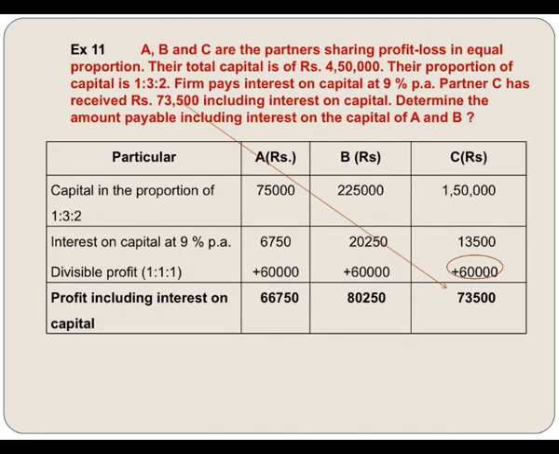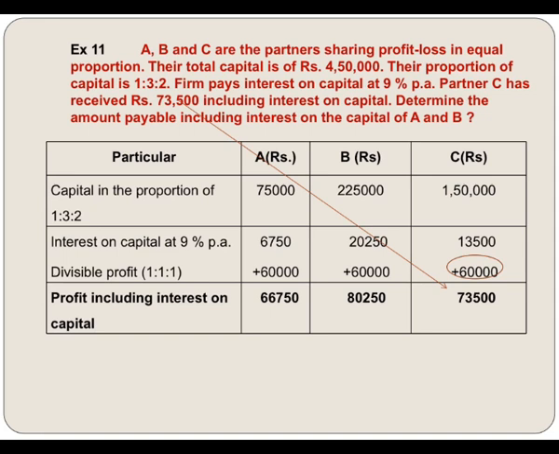Now let us check one more question. This is the last one. A, B, C are partners sharing profit and loss in equal proportion. Again here the ratio is equal. Their capital is 450 and their capital proportion is 1:3:2, that means 1/6, 3/6 and 2/6. So first of all divide this 450 in that ratio of 1/6, 3/6 and 2/6. So it is 75,000, 2,25,000 and 1,50,000 as the partners' capital.